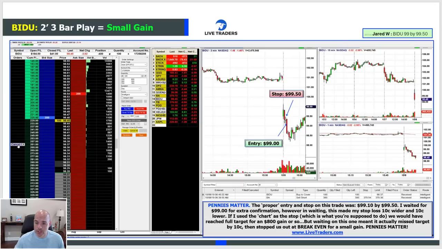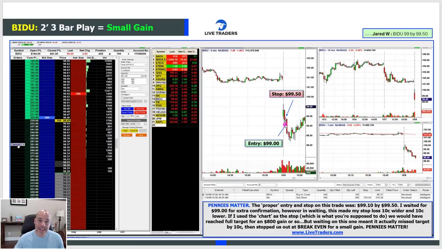Here's one that I took today. This one was a little bit frustrating. Why? Because pennies matter, guys. We're going to talk about that when we talk about the accounts as well. So here's a 2-minute three bar play, a wide range red bar followed by a narrow range doji green bar drop. Now, the truth is the chart says I should be in at 99.10 with a stop at 99.50, right? That's what the chart says. I waited for the whole number just in case there were some buyers there, so I waited 10 cents to get in.